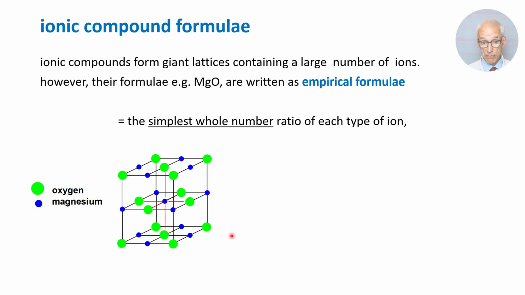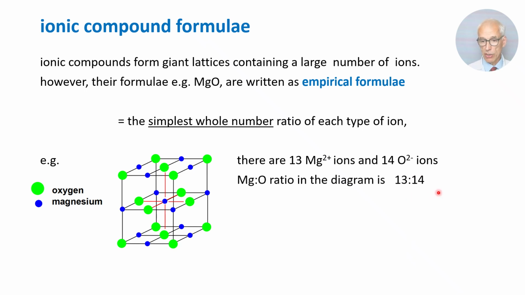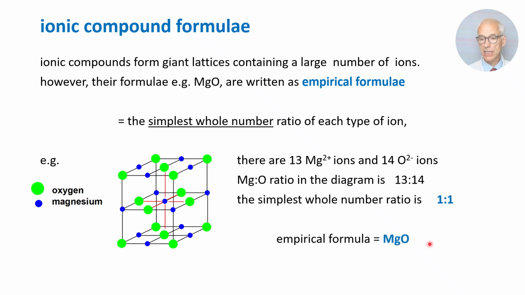So here's a diagram of magnesium oxide. We count up the magnesiums, which are the blue ion, and oxygens, which are the green ion. We find there are 13 magnesium 2+ ions to 14 oxygen 2- ions in my diagram. So the ratio is 13 to 14. The simplest whole number ratio is, of course, 1 to 1. So the formula of magnesium oxide, the empirical formula, is MgO, a 1 to 1 ratio.